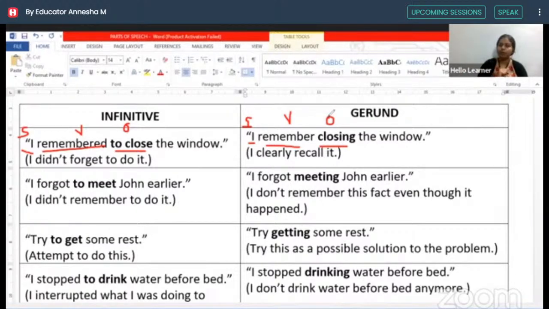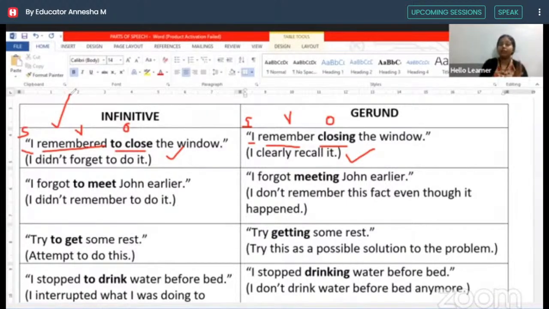अब दोनों में remember हमारा verb है, उसके बाद ही लग रहा है gerund या infinitive. बट जो पहला वाला सेंटेंस है I remembered to close the window and I remember closing the window, दोनों का मतलब अलग अलग है. पहले वाले का अर्थ क्या दिया गया है? I didn't forget to do it. दूसरे वाले का अर्थ क्या दिया है? I clearly recall it. अगर मैं हिंदी में आपको समझाऊं तो अगर पहला वाला मैं बोलूं infinitive के साथ I remembered to close the window, तो ये हिंदी में होगा कि मैंने याद करके खिड़की बंद कर दी. मैंने याद करके खिड़की बंद कर दी थी.